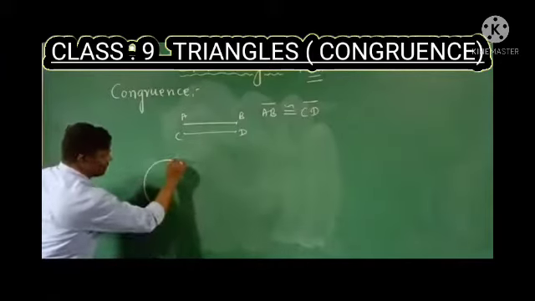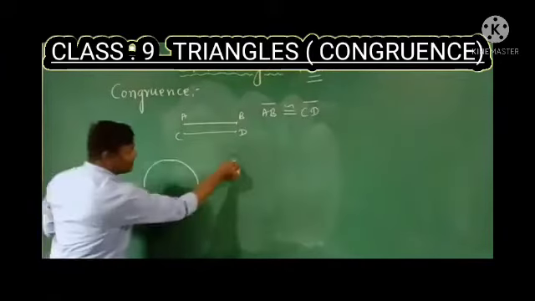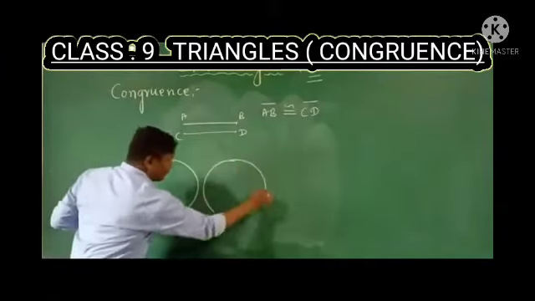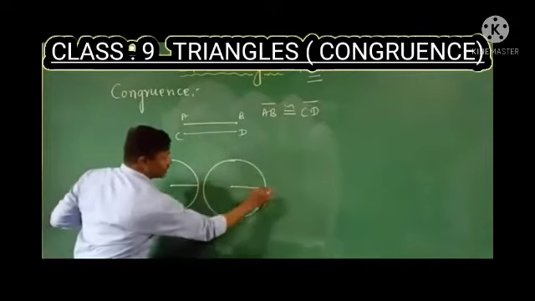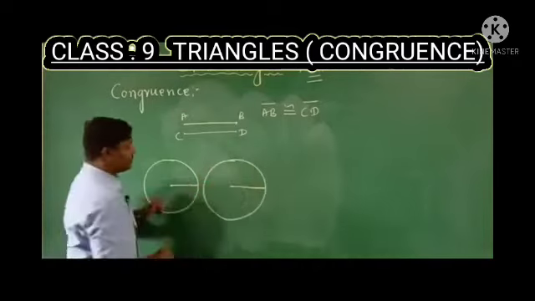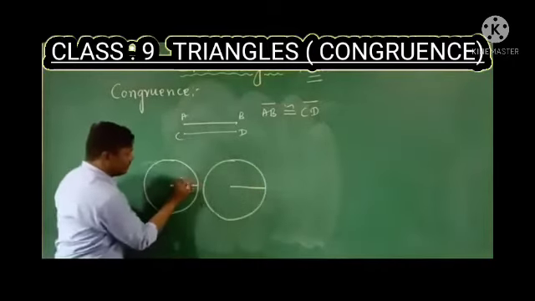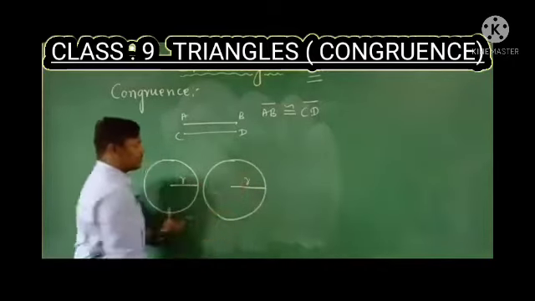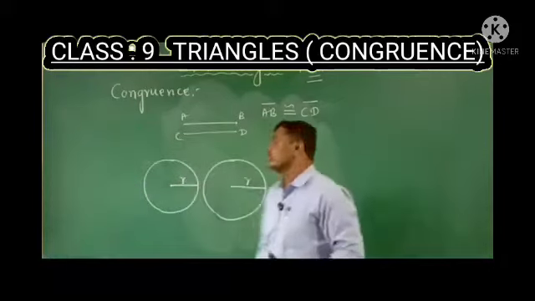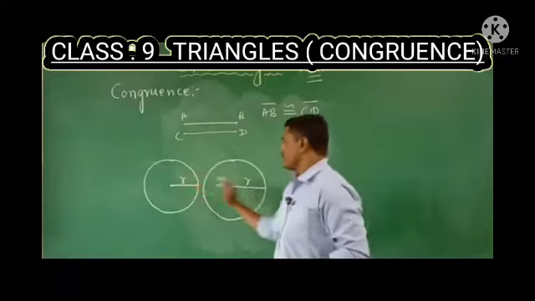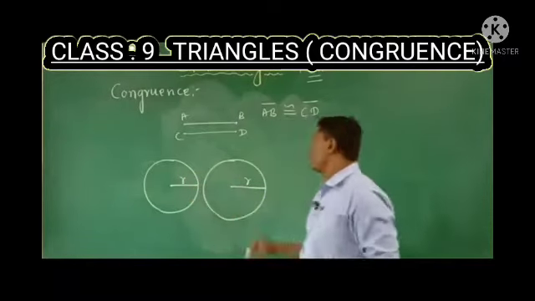Two circles having the same radii. The two circles have the same radius. Here you are observing two circles having the same radius. So these types of figures are called congruent figures. In these two circles, the radii are the same.